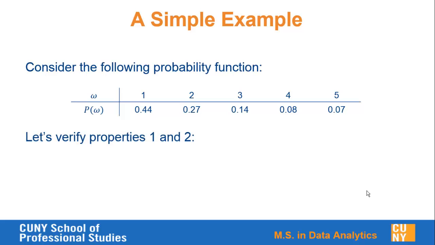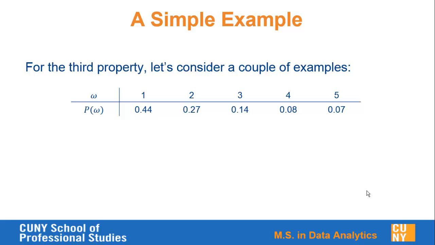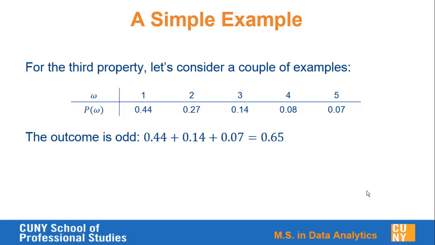Let's first note that for property 1, each of the values indeed is non-negative. Those are all in fact positive, but we do allow probabilities of 0. The second property is also satisfied if we verify that 0.44 plus 0.27 plus 0.14 plus 0.08 plus 0.07 equals 1.